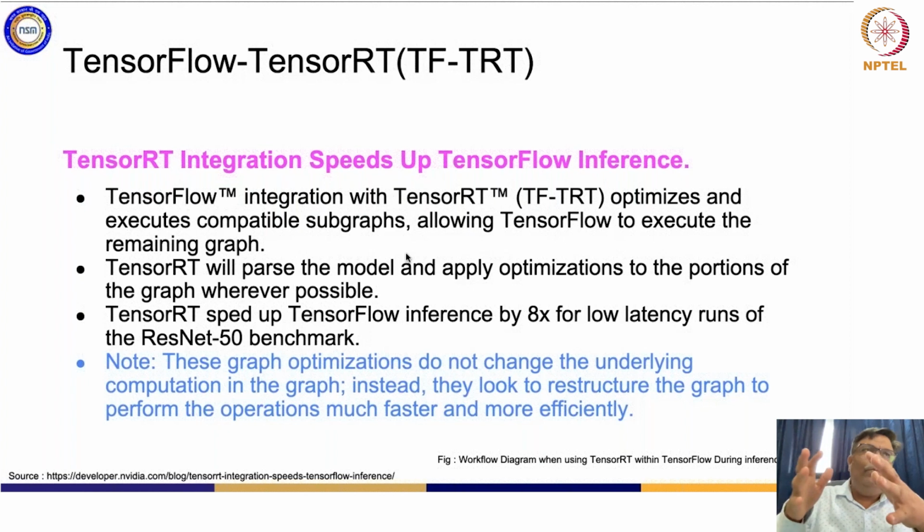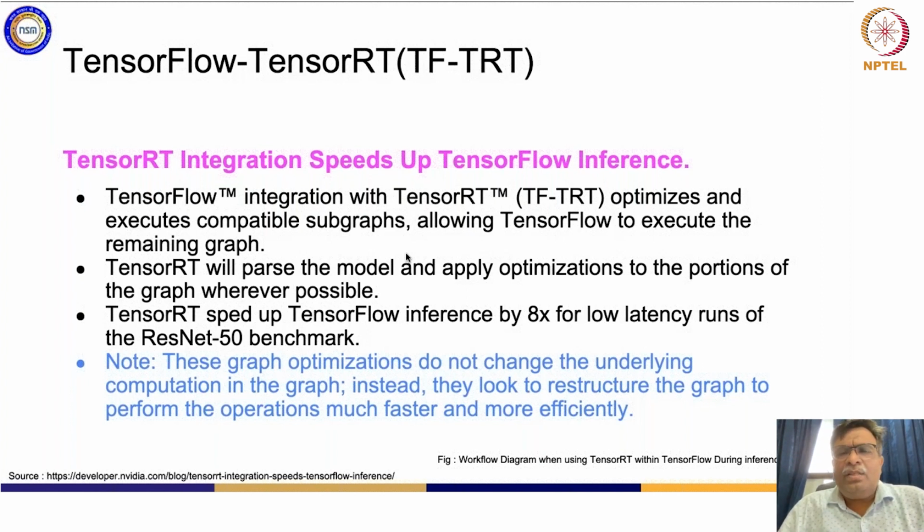So we'll show you various graphs in the next few seconds or minutes. We show you how a saved model, a TensorFlow graph, is converted into an optimized graph. That also you can visualize. Technically speaking, TensorFlow-TRT speeds up your inferencing by 8x for ResNet 50 benchmarks.